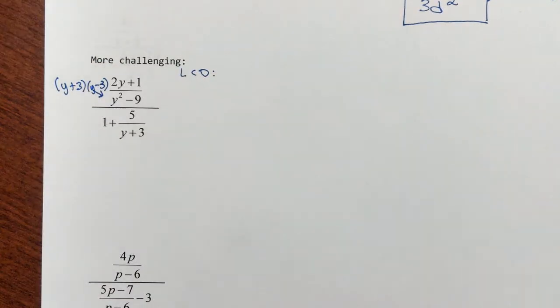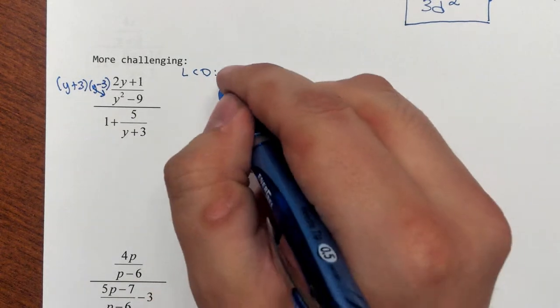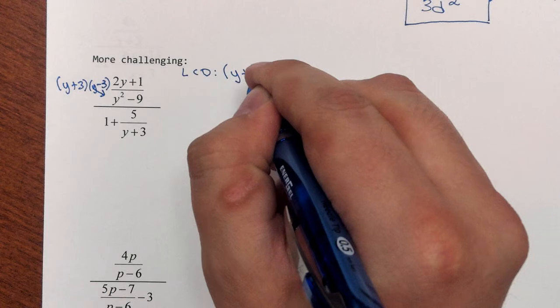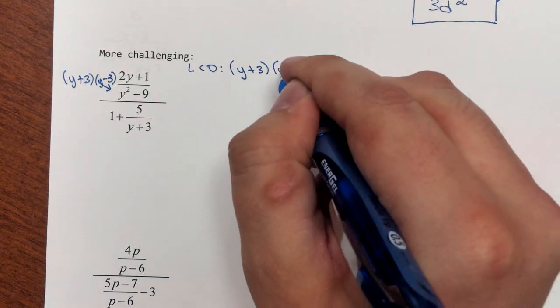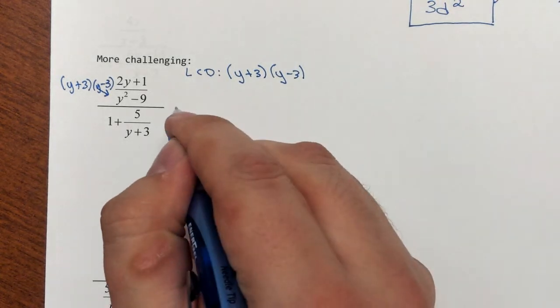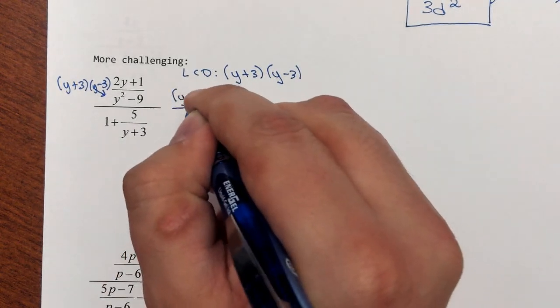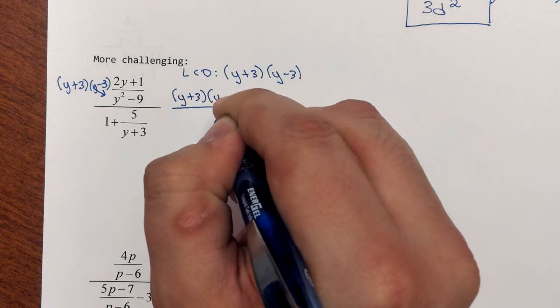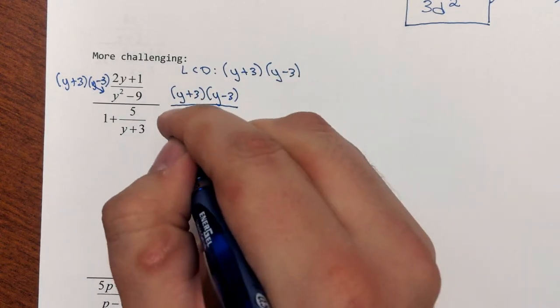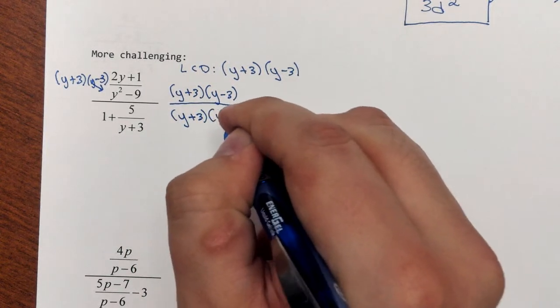Okay? So my LCD then, I see the denominators are y plus 3, y minus 3, and y plus 3. So my LCD has to be divisible by both of those denominators, which means it should be y plus 3, y minus 3. So now, what am I going to do? Well, I'm going to show you this in a couple steps before I just start doing it. What I'm going to do is multiply the numerator and the denominator of this complex fraction by that LCD. I can do this because I'm multiplying by 1.